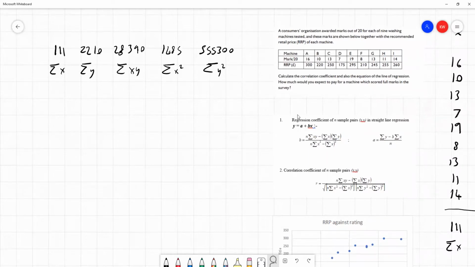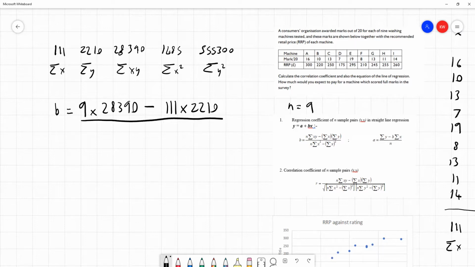So let's work out our value for B first of all. B is equal to N. Well, N for this, I should write down, N is equal to 9. We have 9 washing machines here. So B is equal to 9, and then from our formula, it says multiply that by the sum of all the xy's, 28390, and then subtract that from the sum of all the x's, that's 111, times the sum of all the y's, that's 210.